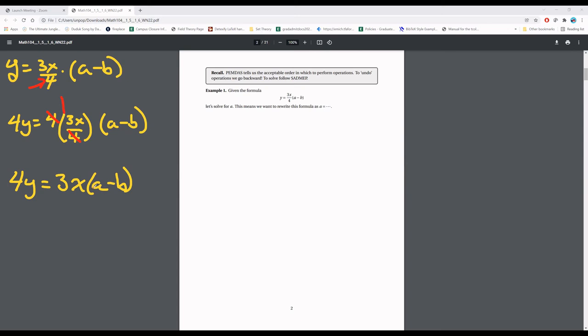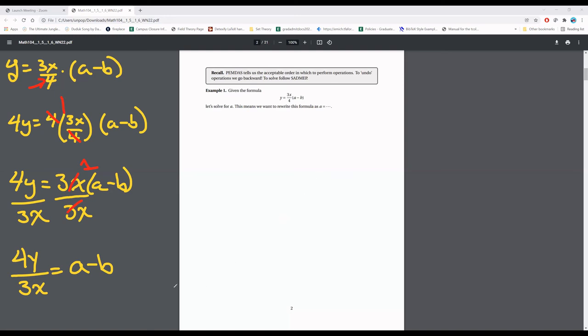I can now take care of the multiplication. I undo multiplication by dividing. And we can divide by 3 and then divide by x. Or we can just divide by the entire quantity 3x, which is what I'm going to do, just to get it all done in one go. So that on one side I have 4y divided by 3x. And then these things, well, these are 1 again. 3x divided by 3x is 1. 1 times the quantity a minus b is just the quantity a minus b. Nothing is happening on the outside anymore. So I can just drop the parentheses. I'm finished with that.